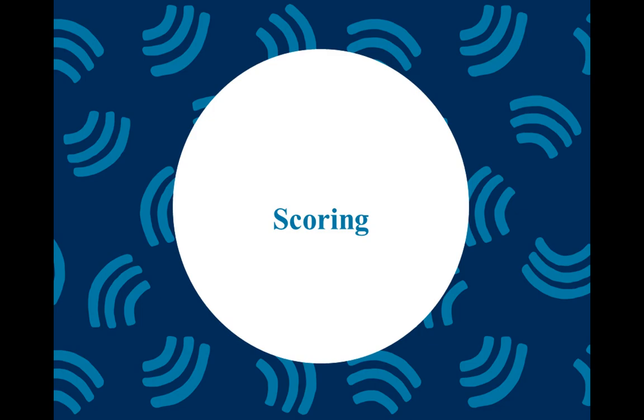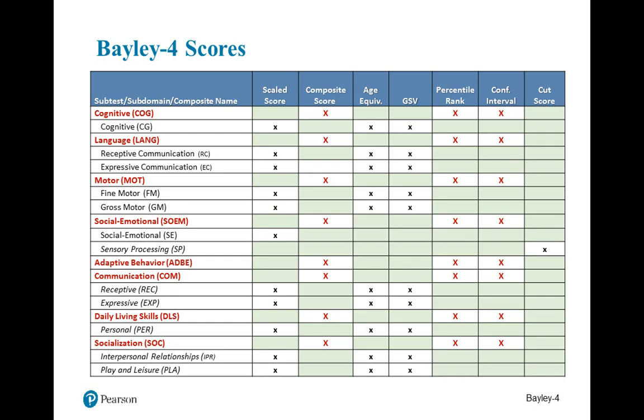Some of the scores that are available through the Bayley. There are a ton of scores, as you can see here. The cognitive, language, and motor scales, as well as the social, emotional, and adaptive behavior, have subdomains that provide composite scores, percentile ranks, and confidence intervals, and growth scale values, as you can see here. There's one cut score that's available for the sensory processing.